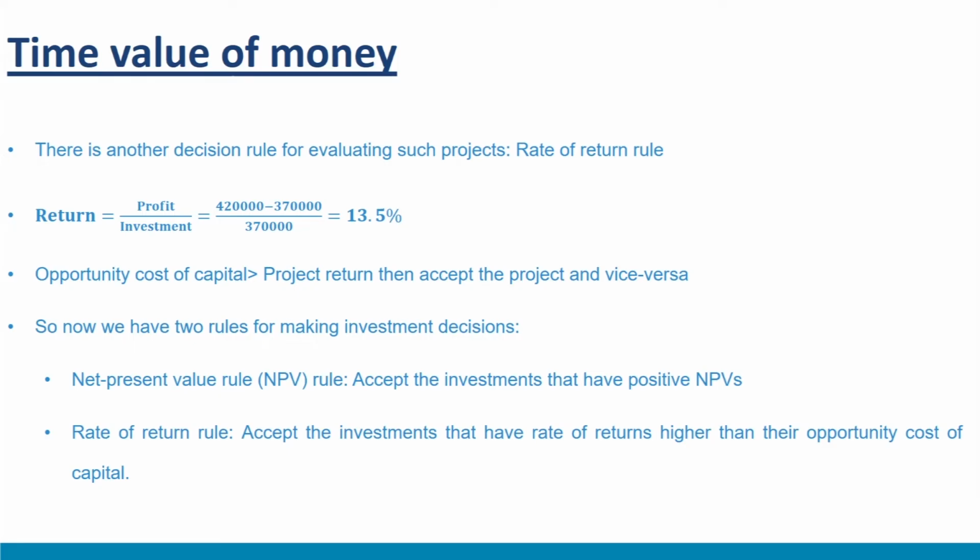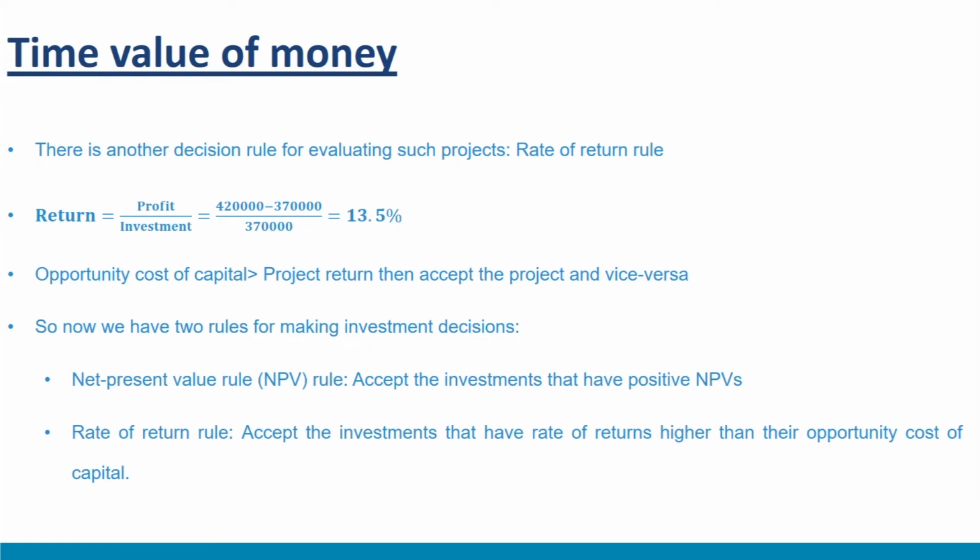Therefore, if its opportunity cost of capital, that is the return foregone by not investing in financial markets, is less than 13.5%, then this project seems to be profitable. For example, we said that the appropriate opportunity cost for this project was 12%, which is less than the project return. So, as per this rate of return rule, we should go ahead with the project.